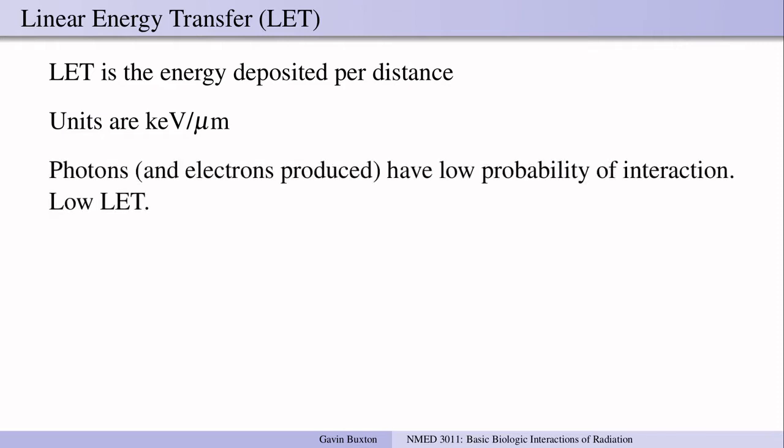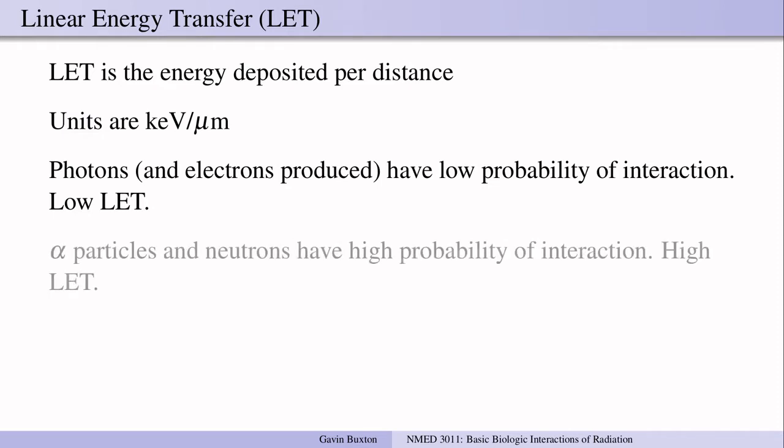And in terms of the types of particles, some, for example, like photons, can have a very low probability of interacting with the material. And so they have a low LET. Whereas alpha particles, for example, or neutrons, are very heavy and have a very high probability of interacting with the material. And so these are very high LET particles.